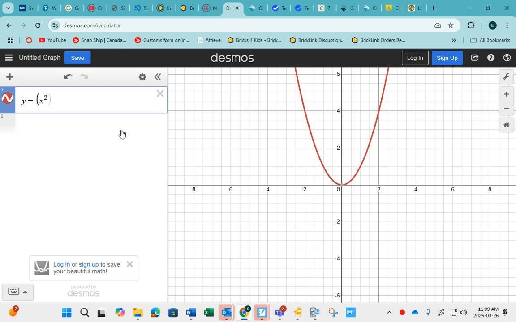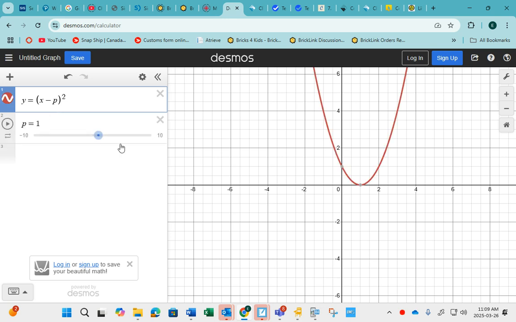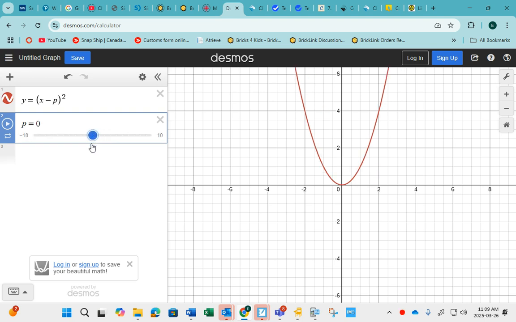So I'm going to go here and I'm going to go minus P, and Desmos is really cool because it says you want to add a slider. I'm going to go yes, and let's go steps by one. We're going to start with P equals 0. Well, there it's equal to 0. And if I make P equal to 1, it moves it 1 to the right. If I make P equal 2, it moves it 2 to the right. 3 moves it 3 to the right.